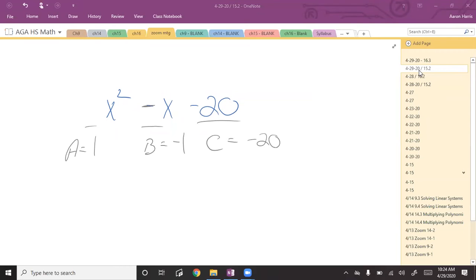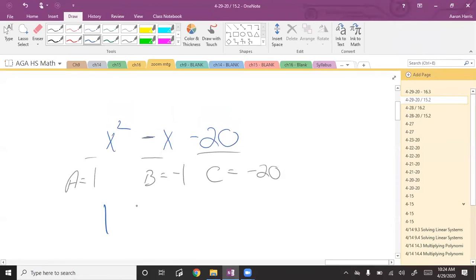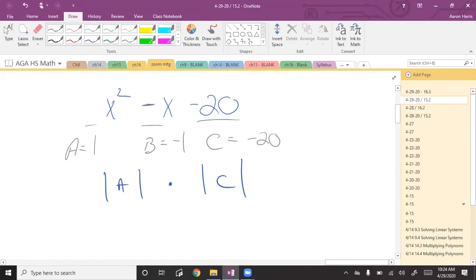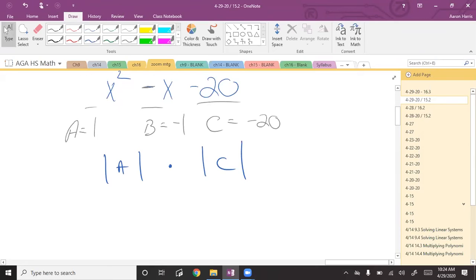So now, here we go. A is 1, B is -1, C is -20. We are going to multiply the absolute value of A and C. What is the absolute value of A? A is 1. And the absolute value is always the positive version of the number. So that would be 1. There you go. What is the absolute value of C?